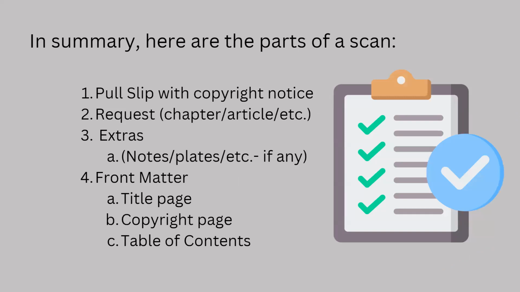In summary, here are the parts of a scan on one slide. 1 is the pull slip with copyright notice. 2 is the request. 3 is checking for any extras related to the scan, such as notes, plates, or bibliography. And 4th is the front matter, which includes the title page, copyright page, and table of contents.